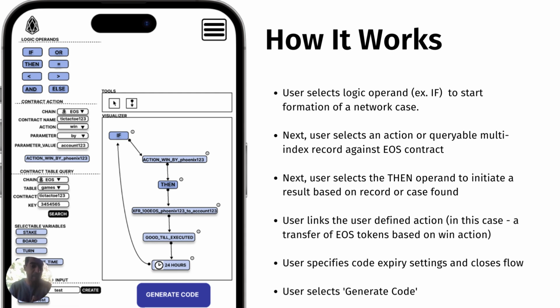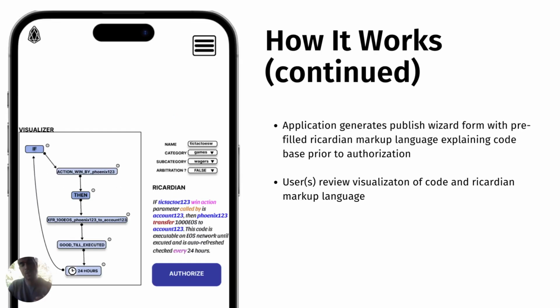The user specifies some code expiry settings and closes the flow of this logic, and then they generate the code. And what the magic is, you actually get a published wizard regarding a markup language that explains what the code is actually going to do prior to the authorization of a user or a number of users. And there's a visualization of the code in Ricardian markup language, which again tells them what it's going to do.